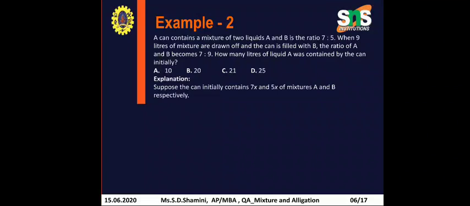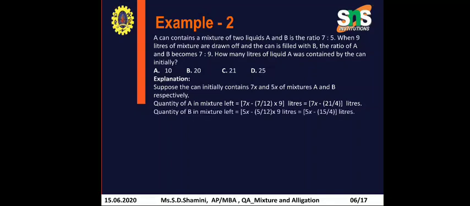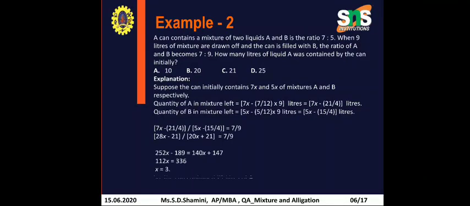Suppose the can initially contains 7x and 5x of liquids A and B respectively. The quantity of A in the mixture left is equal to 7x minus 7 by 12 into 9, which is equal to 7x minus 21 by 4. And the quantity of B in the mixture left is 5x minus 5 by 12 into 9, which is equal to 5x minus 15 by 4. If you divide these two, you will get 7 by 9. So if you solve this equation, you will get x is equal to 3.